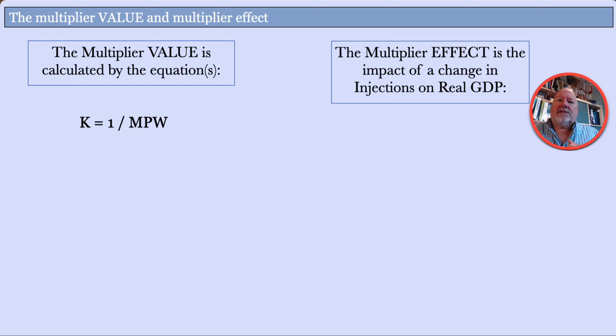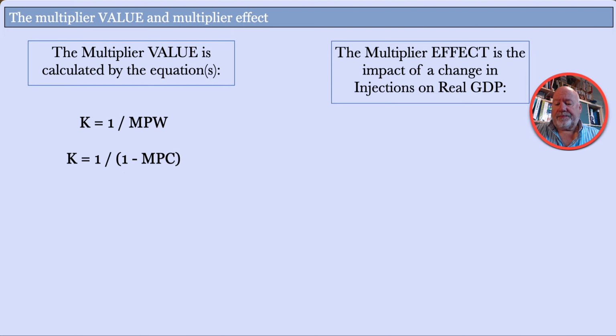Now, given that you can also do only two things with an increase in income, you can consume it or you can withdraw it, the next multiplier value is 1 over 1 minus MPC. So if we are withdrawing 0.4, we must be consuming 0.6. So those two numbers add up to 1. So MPW is also 1 minus MPC.